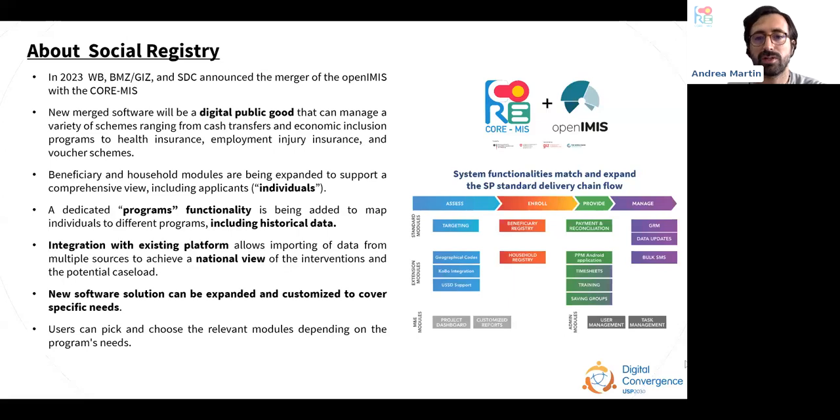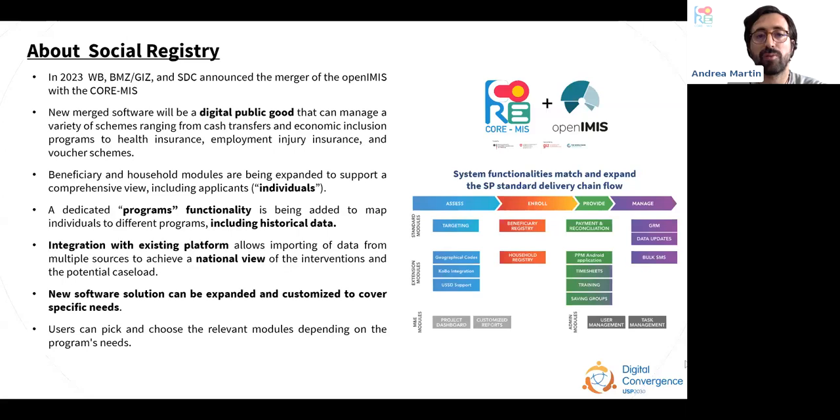As part of the merger, the team is also working on expanding the functionality of beneficiary and household modules to include the concept of individuals, basically people who are not yet enrolled in programs, but they might be eligible to do so. This will provide a comprehensive view of the population. There's also a new module, a new functionality, which is called programs, that is being added to map individuals to different programs, including historical data. This is particularly useful for the case of social registry, where we want to have a comprehensive view of applicants and also have a referral mechanism for individuals to different programs.